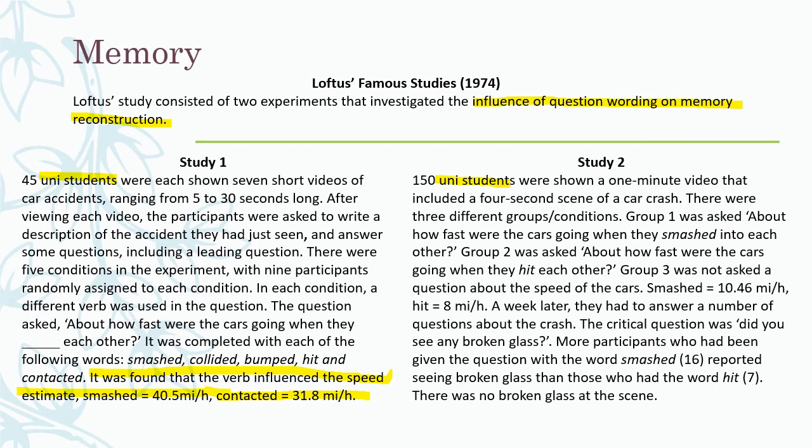Smashed, they would say that it was 10.46 miles per hour, and hit was 8 miles per hour. So once again, the wording did actually change the witnesses' perception of how fast they were going. A week later, they had to answer a number of questions about the crash. The critical question was, did you see any broken glass? More participants who had been given the question with the word smashed reported seeing broken glass than those who had the word hit. There was no broken glass at the scene.